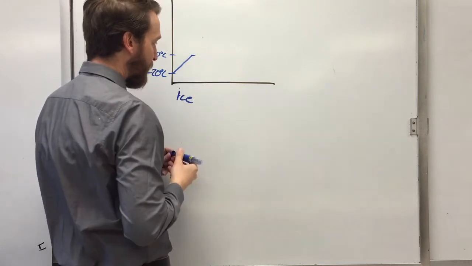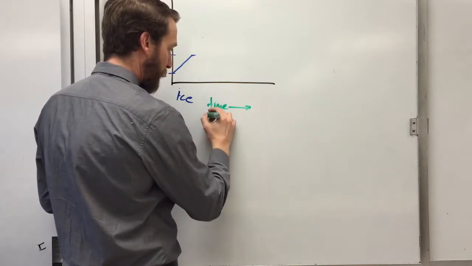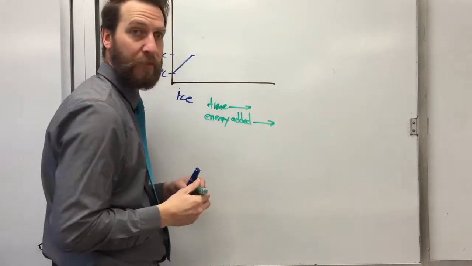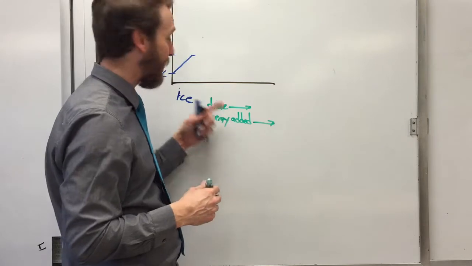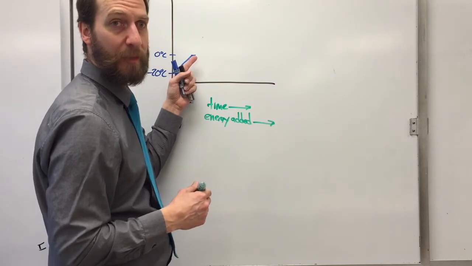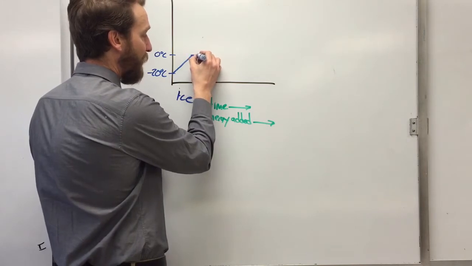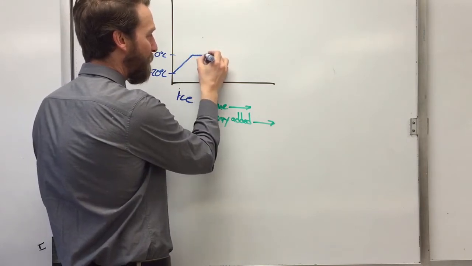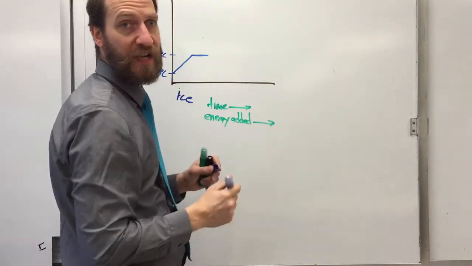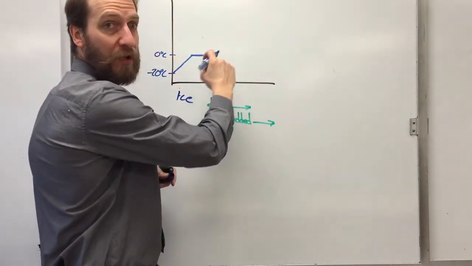So if on the x-axis this is time or energy added, because we have to be heating this thing the whole time. We have to heat it to get it from negative 20, the temperature of the freezer, up to 0, the temperature at which it melts, but we also have to add energy as we melt the ice. So that process is going to occur, energy is going to be added, but at that time at which we are melting it, the temperature is not going to change because we can't have ice above 0 Celsius, we can't have water below 0 Celsius.